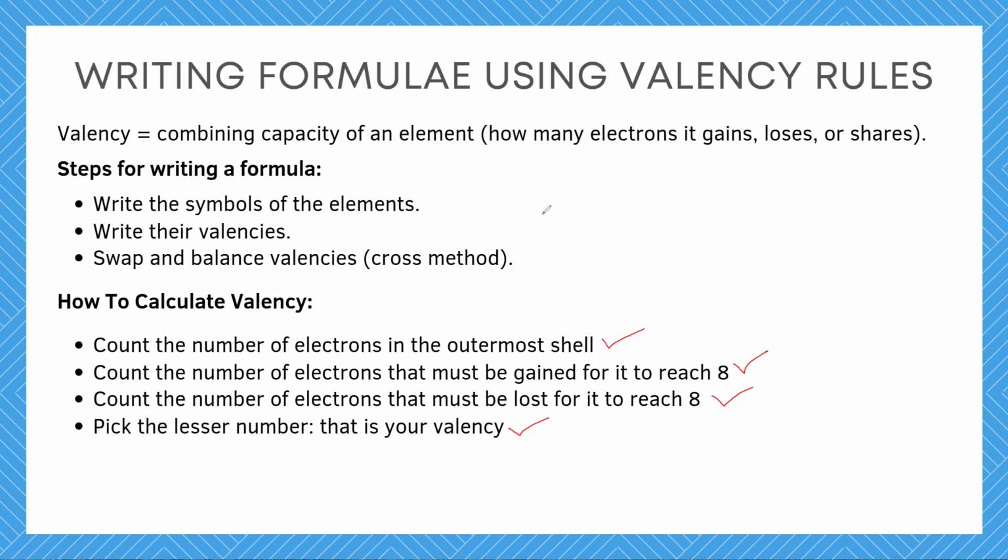Good. So for example, now, Romario, let's say we have chlorine. Let's say the number of electrons in the outermost shell of chlorine is 7. This rule simply says count the number of electrons that must be gained for it to reach 8. So if chlorine has 7 electrons in the outermost shell, how many electrons must be gained for it to reach 8? 1. Good, very good. So that means 1 is the valency. Can you write this in sentences so then I can write this down?